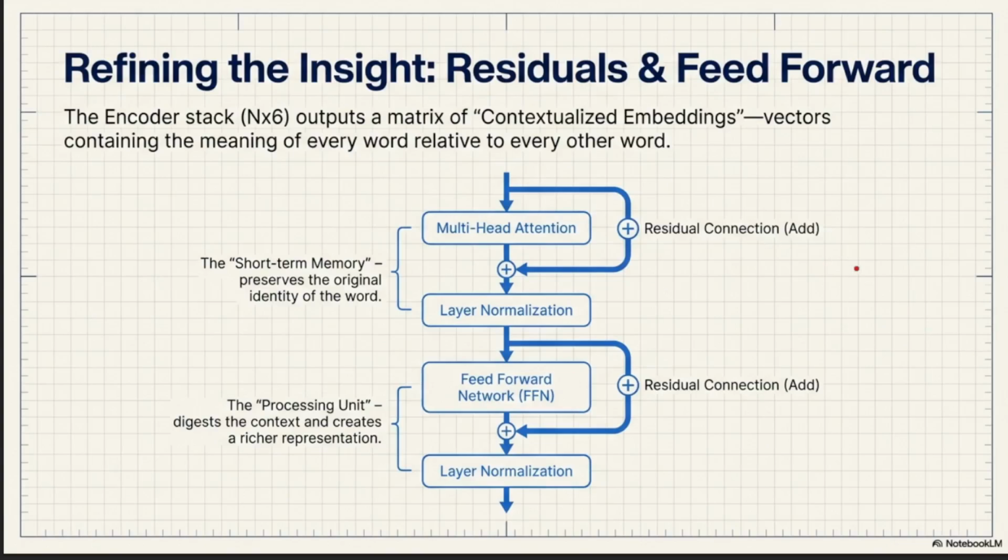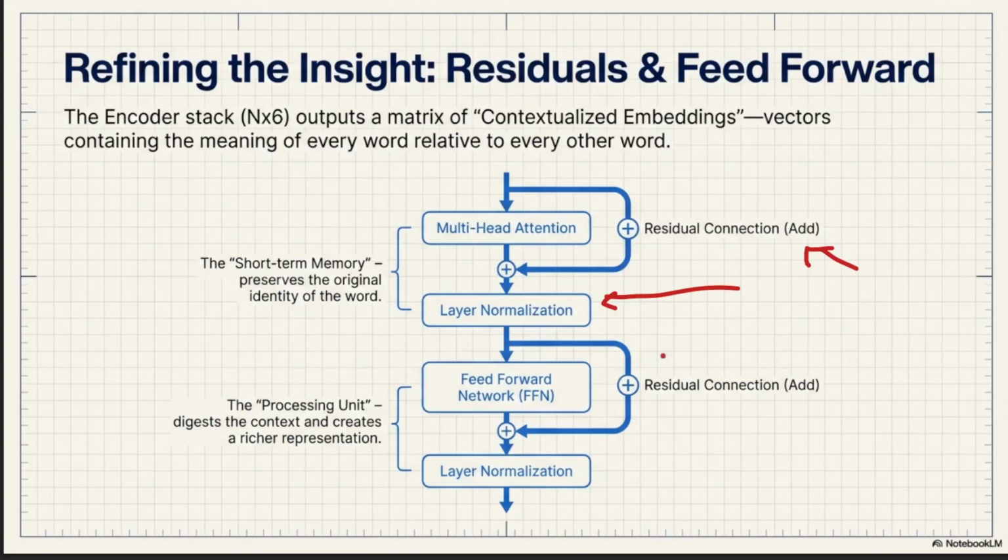For the residual connection, we add the original input back to the output. This creates a highway for information, preventing the original identity of the word from being lost and solving the vanishing gradient problem. Of course, we do normalization, and then we pass to the feed-forward network.